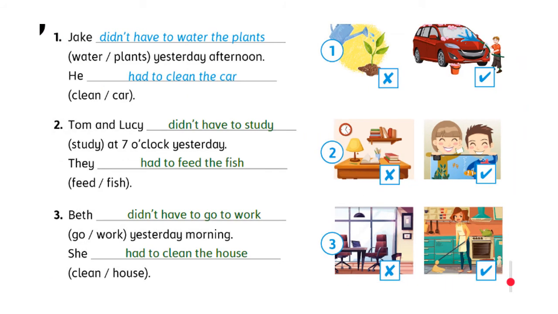Let's check our answers again. Tom and Lucy didn't have to study. Look, we have X here, that means didn't have to. They had to feed the fish. Beth didn't have to go to work. She had to clean the house.